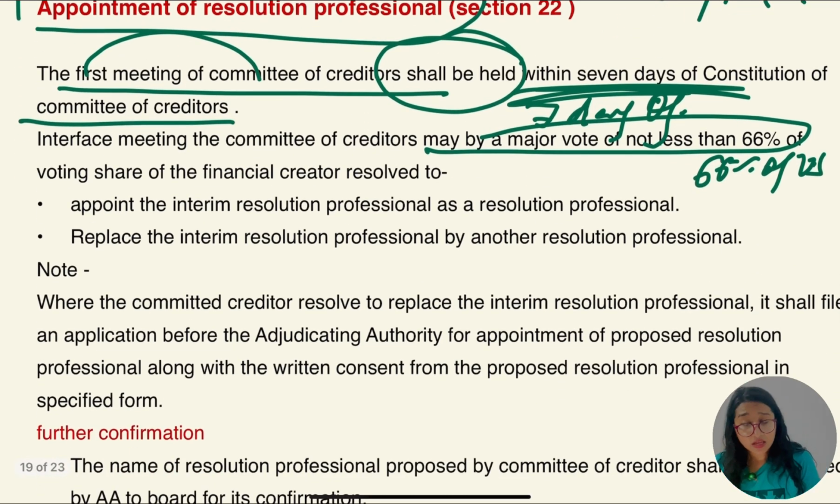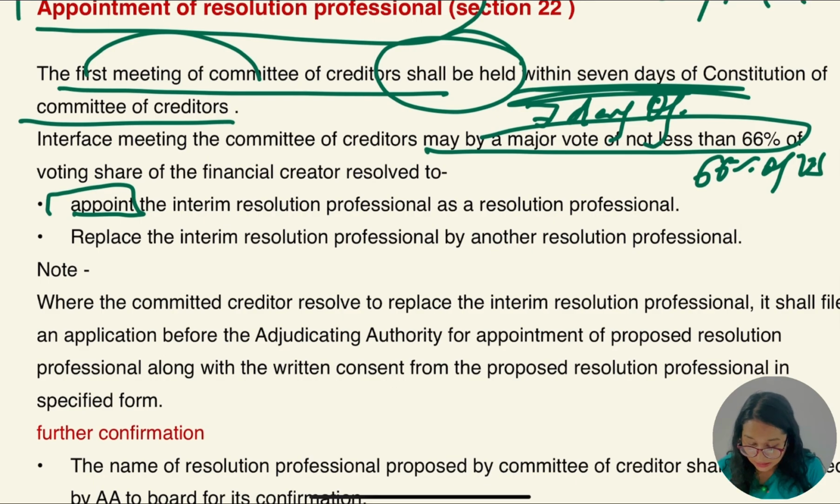Resolve if they actually want to appoint. Okay, if they actually want to appoint the interim resolution professional, in that case they should hold 66% of voting share of financial creditor. Otherwise they cannot replace that name, which was given by the AA or by the board. Let me read it again.